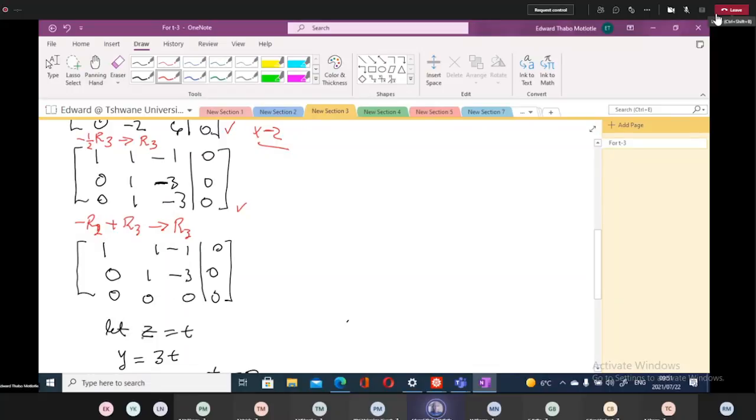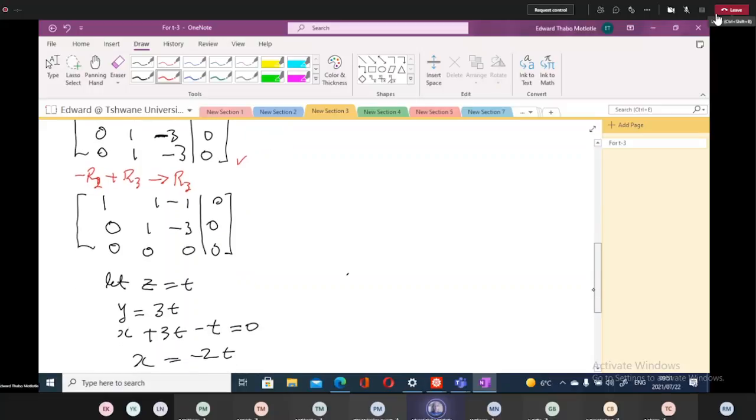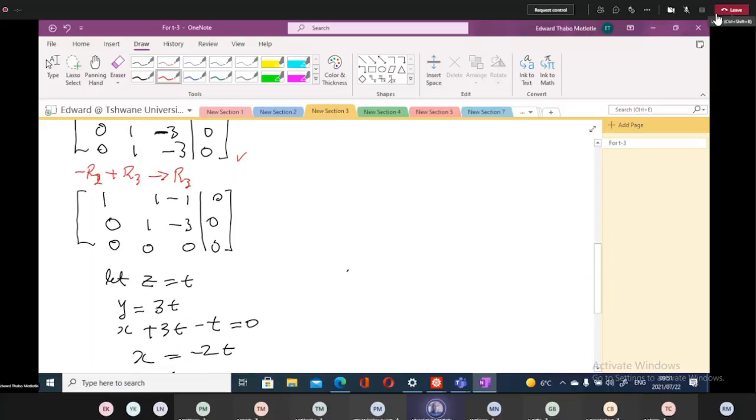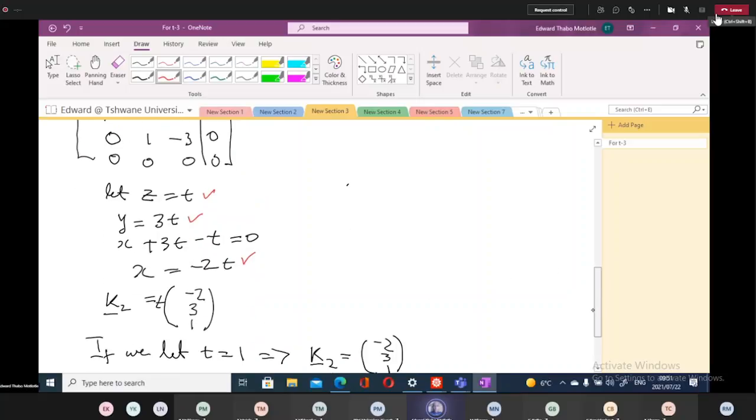So now I can let z equal t. And if z is equal to t, it implies that y is equal to 3t. Okay. And then I substitute my y and z in equation 1, the first one, and solve. I end up with x equals minus 2.